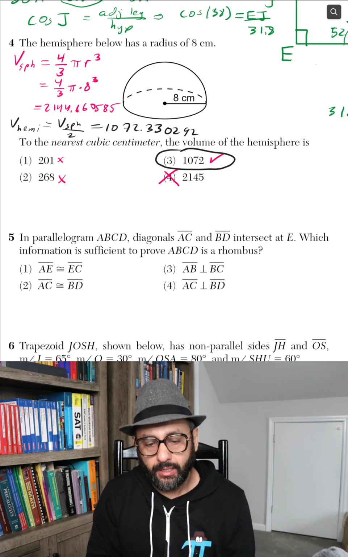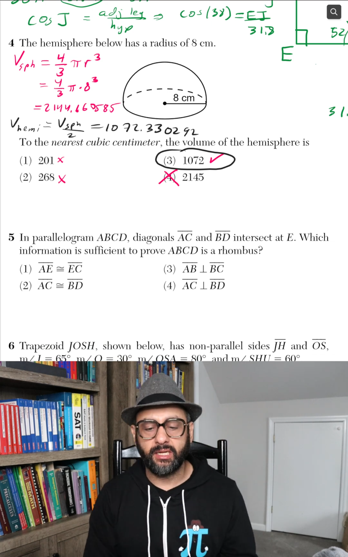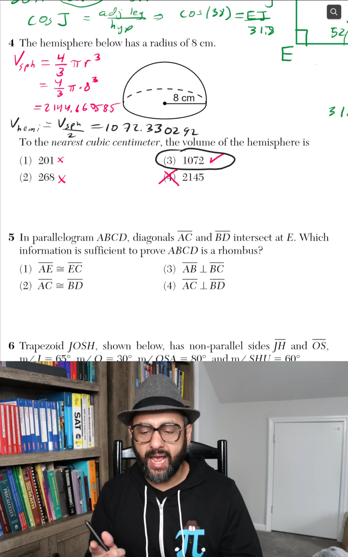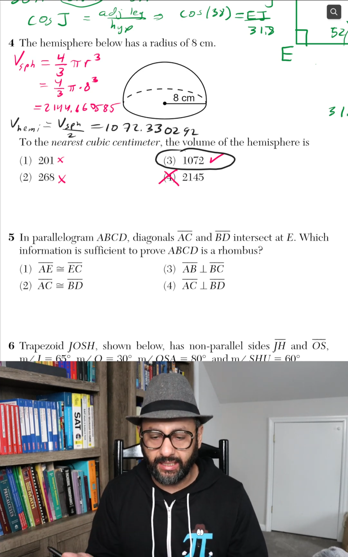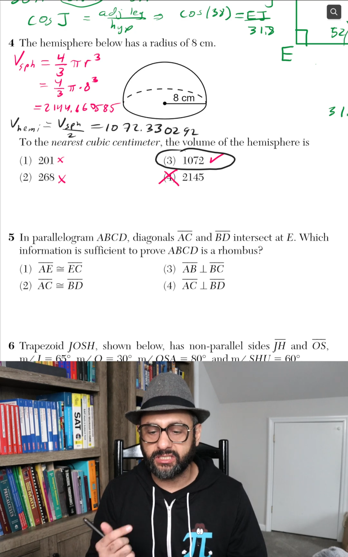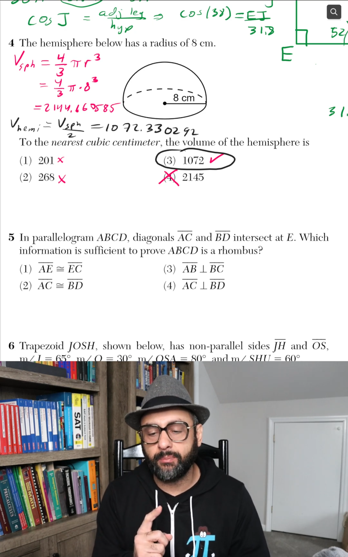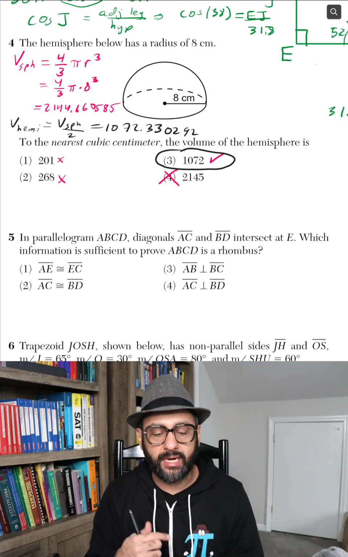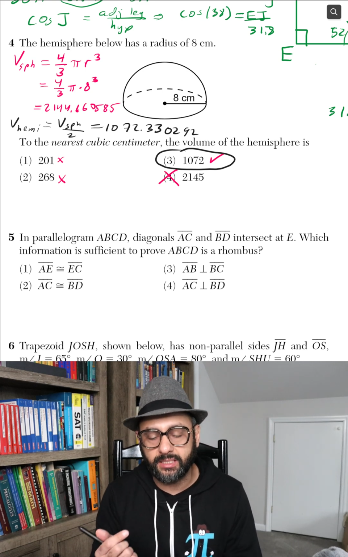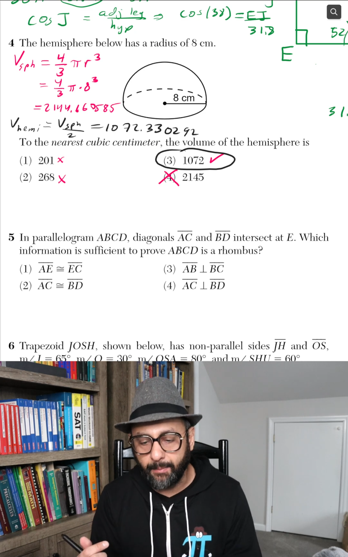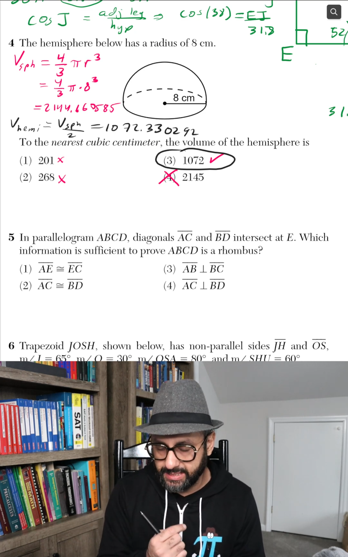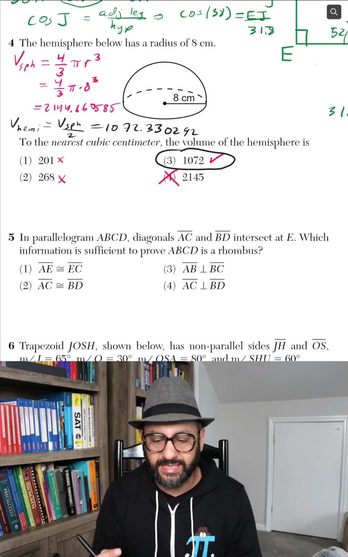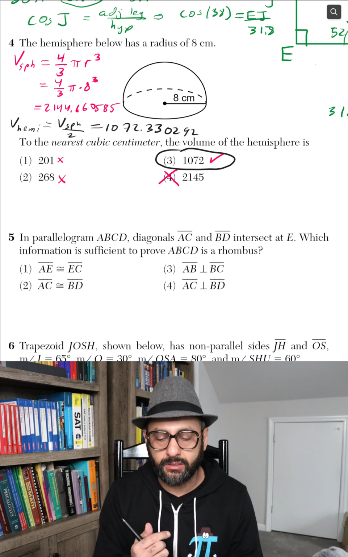Number 5, in parallelogram ABCD, diagonals AC and BD intersect at E. Which information is sufficient to prove that ABCD is a rhombus? Is it that AE is congruent to EC, or AC is congruent to BD, or AB is perpendicular to BC, or AC is perpendicular to BD?